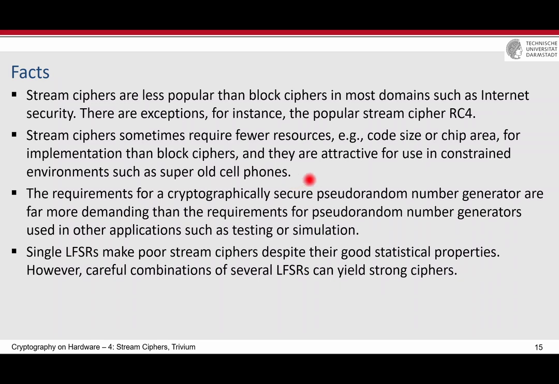Requirements for a cryptographically secure pseudo-random number generator, or PRNG, are far more demanding than the requirements for PRNGs which were used in other applications. This is what I already explained. This is a sum up. A single LFSR makes a poor stream cipher, despite the good statistical properties. But if you combine LFSRs in a good way, you can build a strong stream cipher.